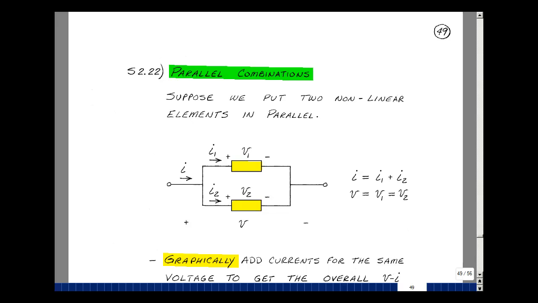This lesson deals with supplemental problem 222. You can find this problem in the ECE302 ebook in the Chapter 2 Supplemental Problems, starting on page 49. We'll look at a little bit of nonlinear circuit theory.